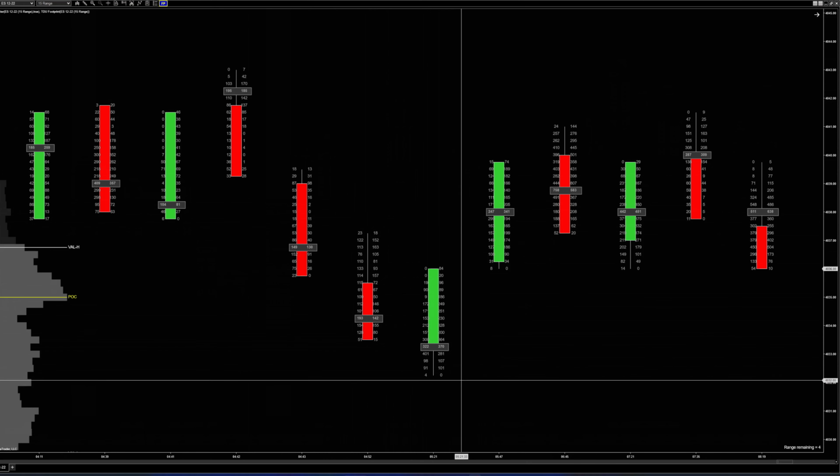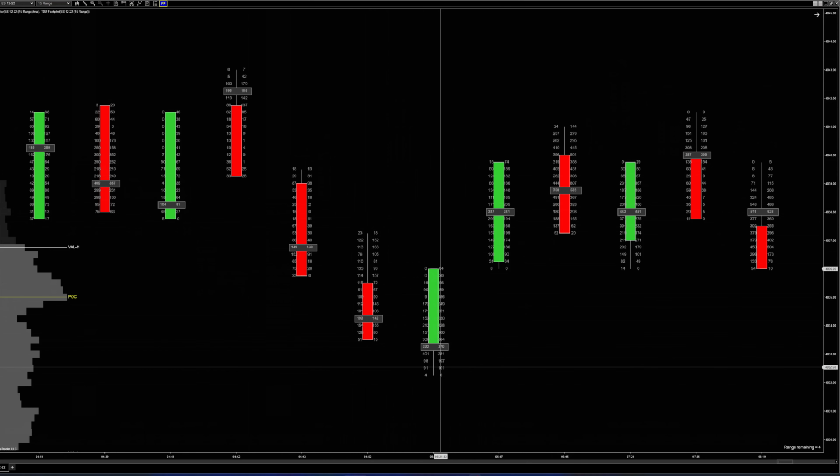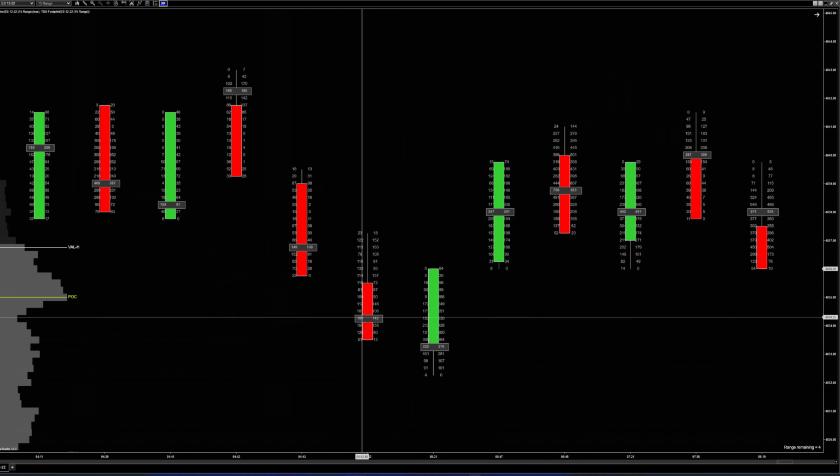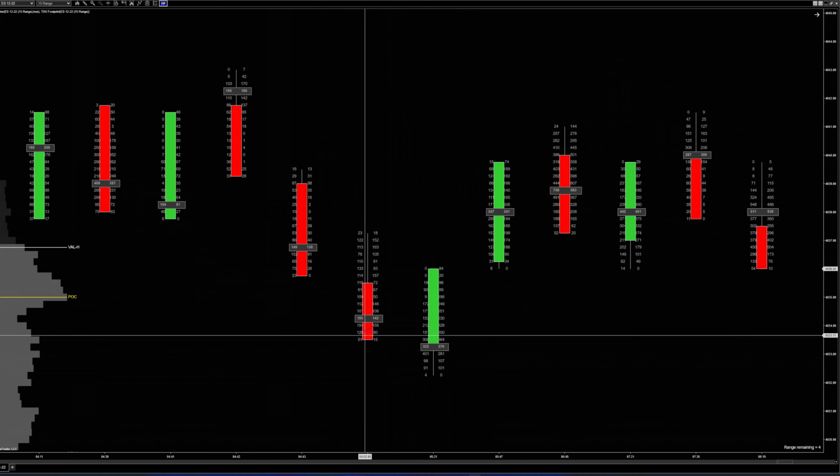Now the reason we do that is because in order to push prices up, the offer has to be raised, and to push price down, the bid has to be lowered.